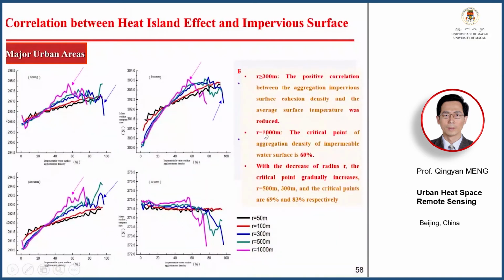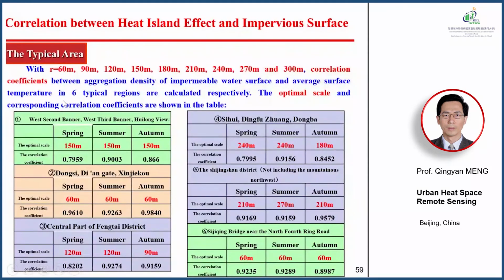And the different radii, what are the characteristics? The radius equal to 1,000 meters and over 2,200 meters, what are the characteristics? We can also study it, and with the different radii, between the coherent density of the impervious surface and the average surface temperature in the six typical areas, we find the optimal scale and the corresponding correlation coefficient are shown in the table.